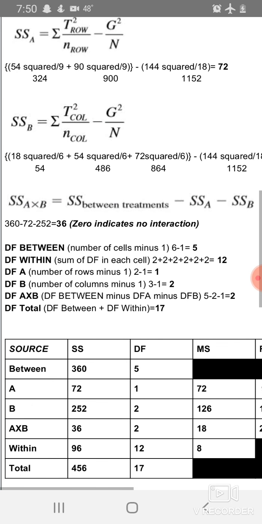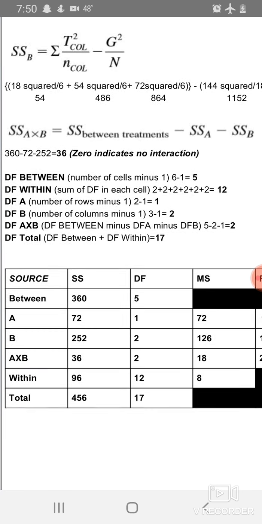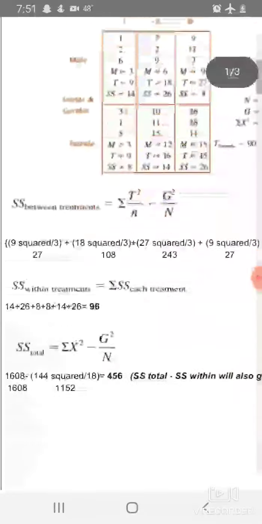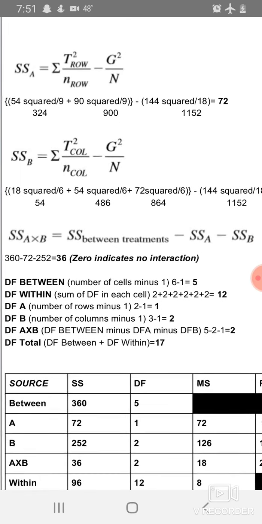If you got a 0 here, that would mean there's no interaction. If there's any number there, we have to test if that interaction is significant later on. Now you have to get your degrees of freedom. So df between is simply the number of cells minus 1. There are 6 cells. 6 minus 1 equals 5.